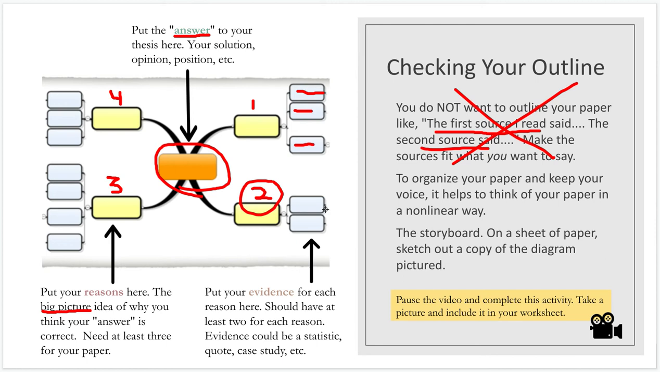So go ahead right now and pause the video and complete your own storyboard. I would like you to attach it in the worksheet, a photo of it, or text that to me if you can. So go ahead, pause the video, complete this, and come back.